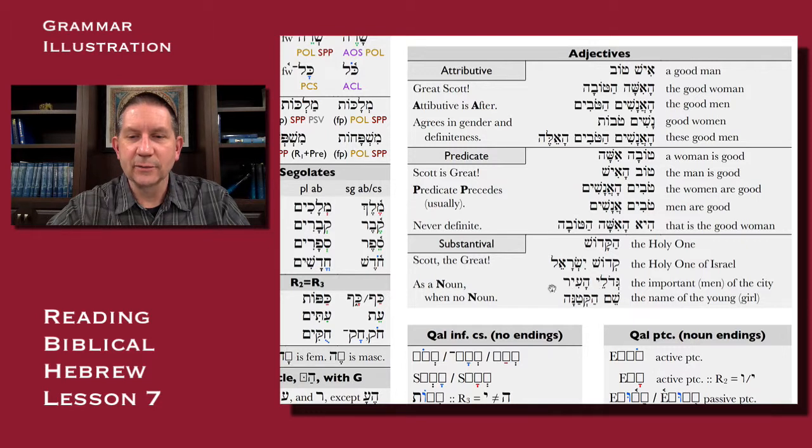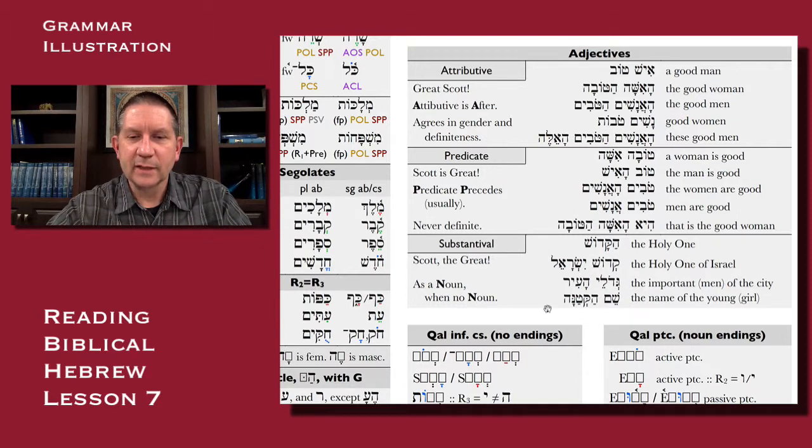Gedolei ha'ir, again we have an adjective standing in the place of the noun. It's a masculine plural construct, and it's tied to the city here. So the important men, because it is a masculine adjective, the important men of the city. It could, however, refer to the important people of the city, because whenever you have a mixed group, we use the default form, which happens to also be the masculine.